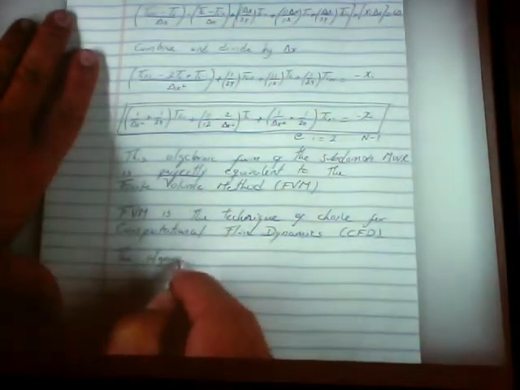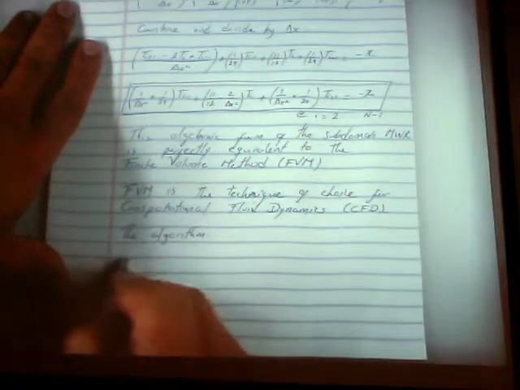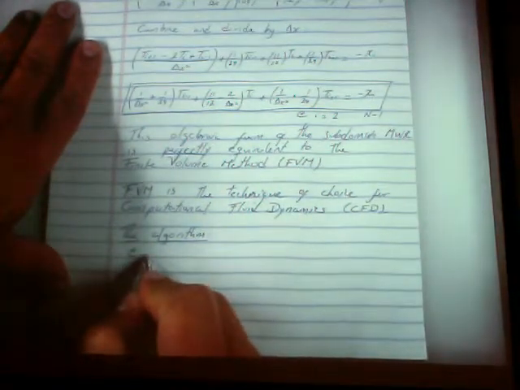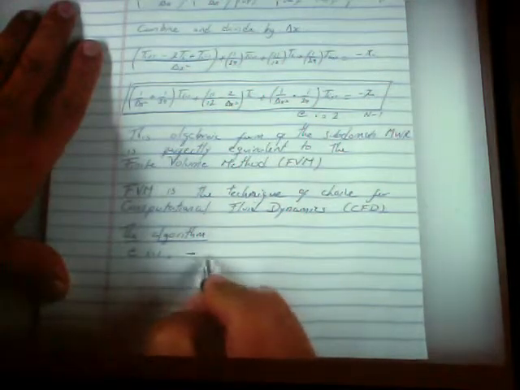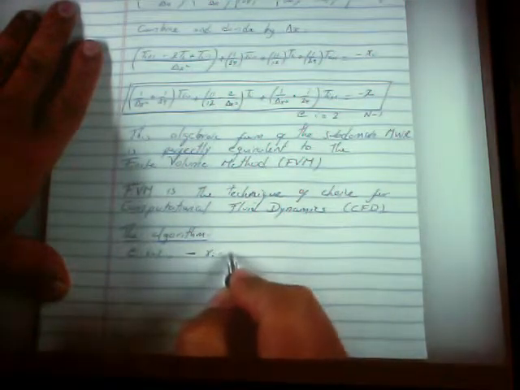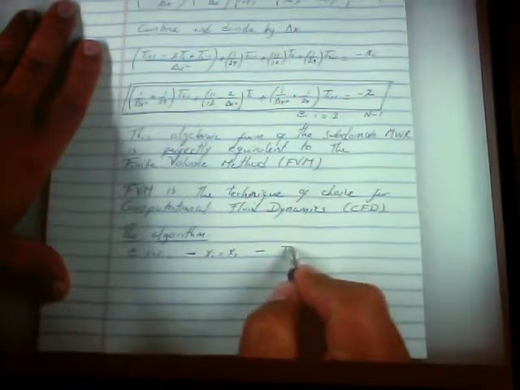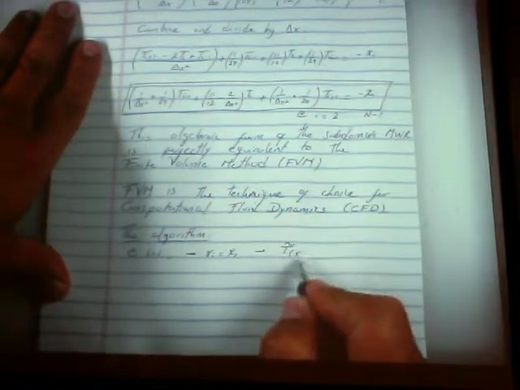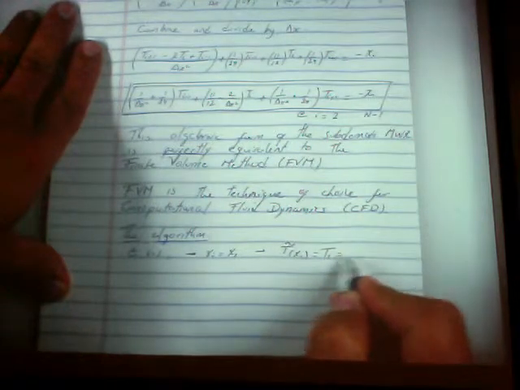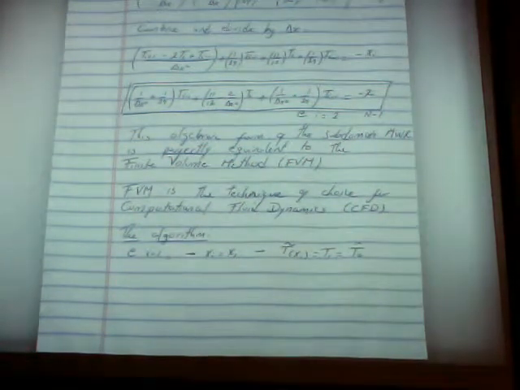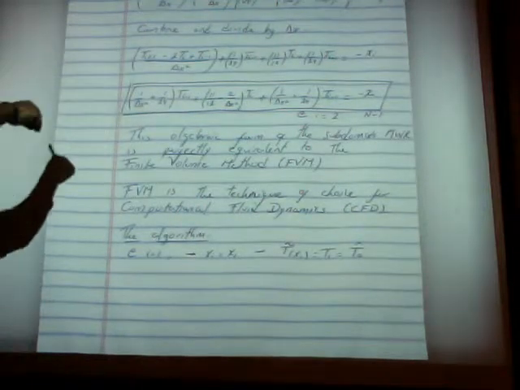So the algorithm at I equal 1, xi equals x1, T1 is equal to T0. So that's the first entry in the matrix. See, these are simultaneous equations. You cannot solve for T2 without knowing T1 and T3. You cannot solve for T3 without knowing T2 and T4, and so on and so forth. So you have to solve them simultaneously.